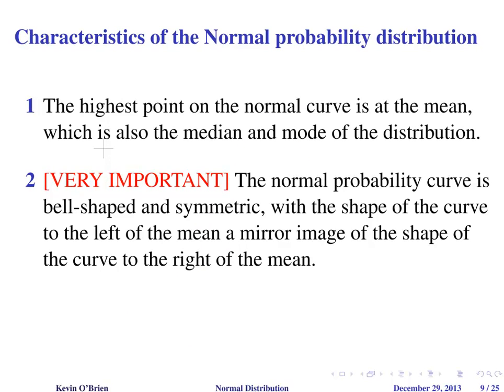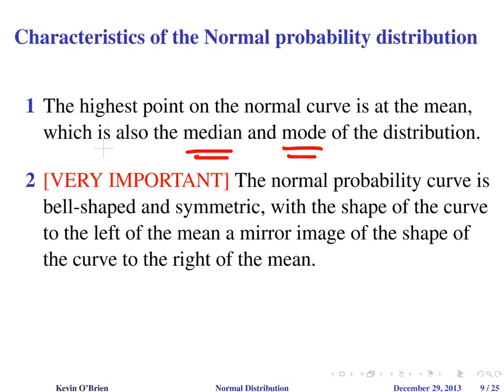Now, these are the characteristics of the normal probability distribution, and a few of these are quite important. The highest point of the normal curve is at the mean, which is also the median and the mode. As I said previously, the normal mean is one of the two key parameter values. Most of the time you will be talking about the mean, and very rarely use the median and the mode.